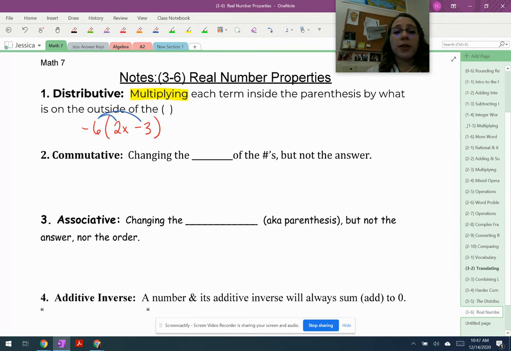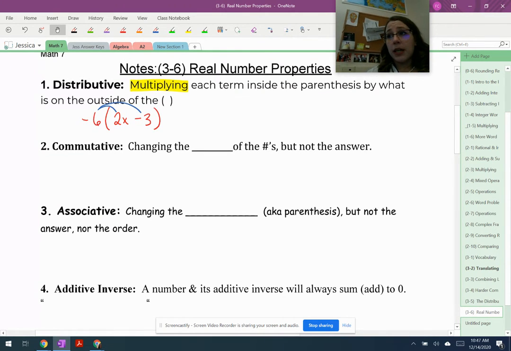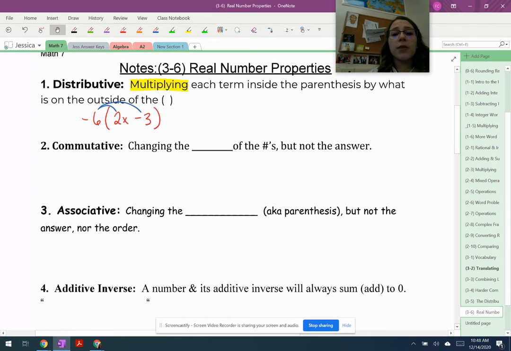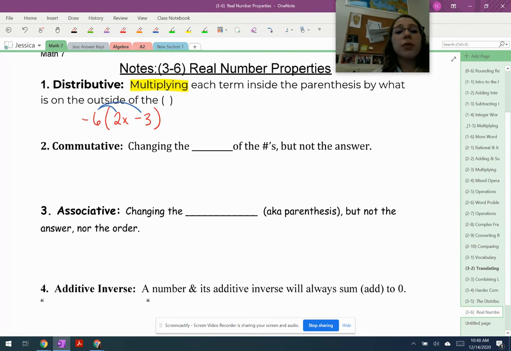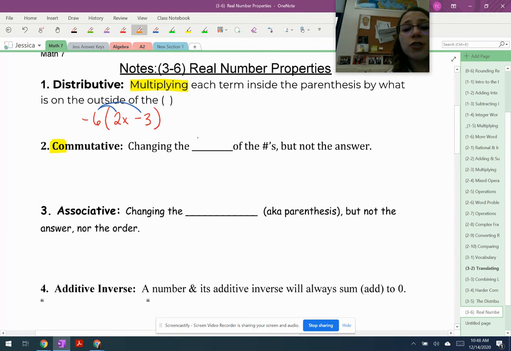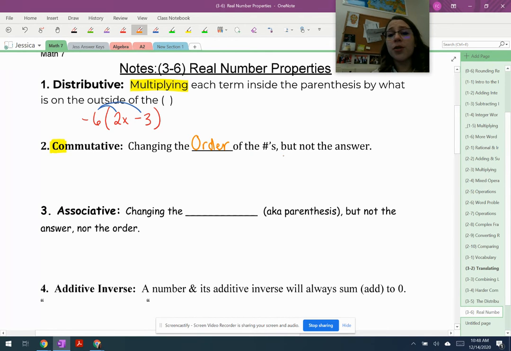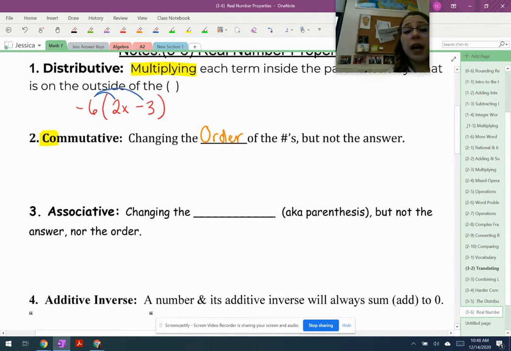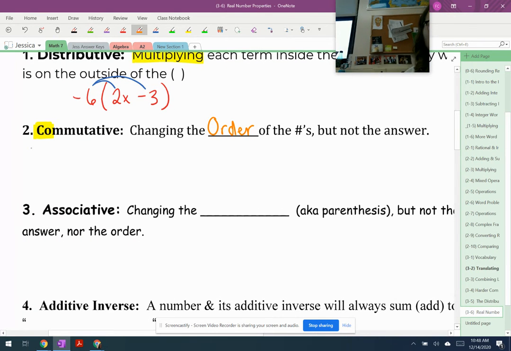Second property we're going to look at is the commutative property. And the commutative property is something we use and you've talked about since your younger years. The commutative property, and this is easy to remember because it starts with CO, commutative CO, changes the order of the numbers, but not the answer. So there's two main operations that the commutative property works for, and that would be multiplication.